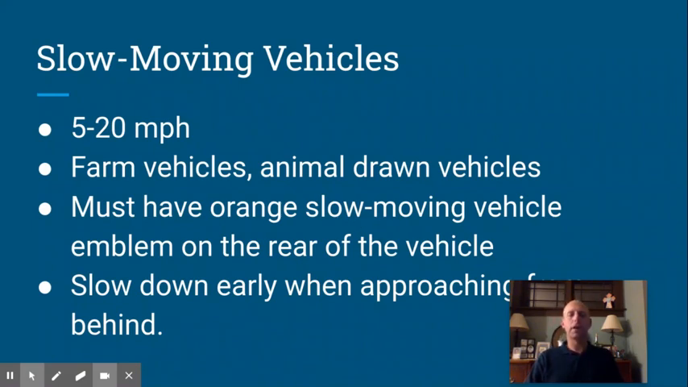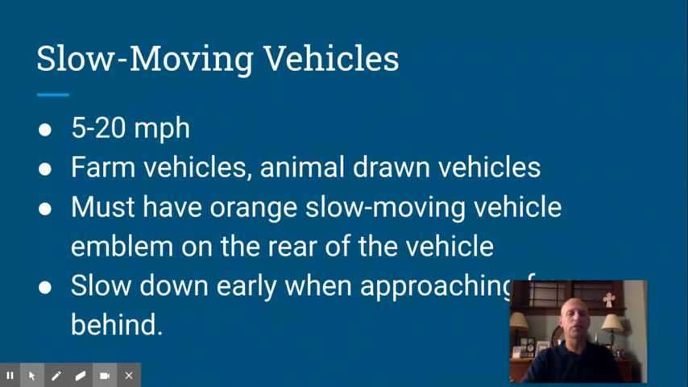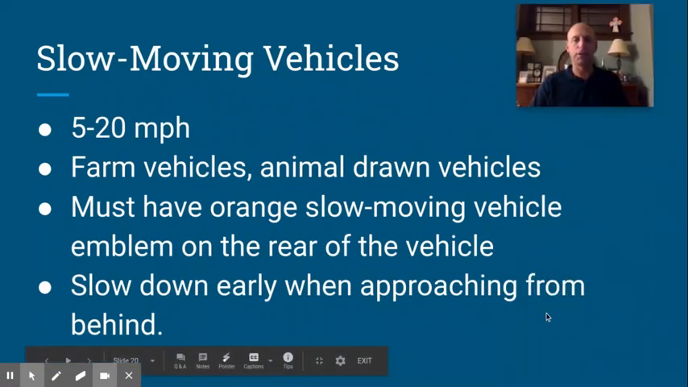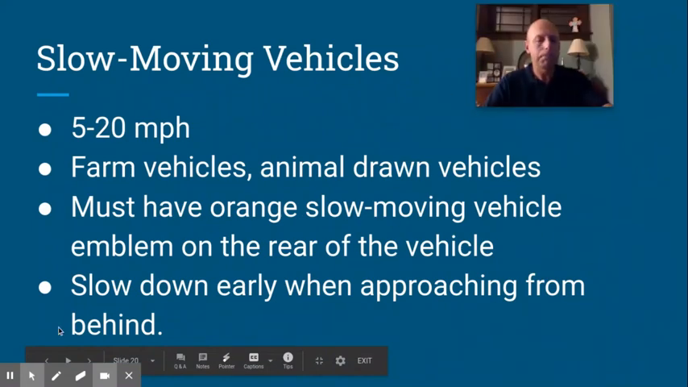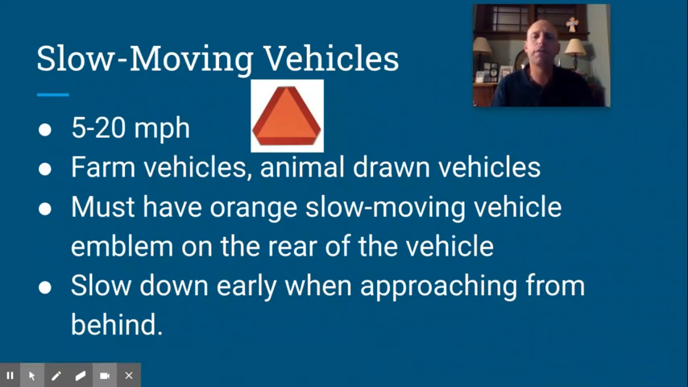We were just talking about low speed vehicles. These are also low speed vehicles, but we call them slow moving vehicles. So we give them a little bit of a different name. Slow-moving vehicles typically travel between 5 and 20 miles per hour, although there's a lot of farm equipment now that can go faster than 20 miles per hour. But they are required to have this orange triangle with red bar. This is a special slow-moving vehicle emblem, and it's required to be displayed on the back of the vehicle.